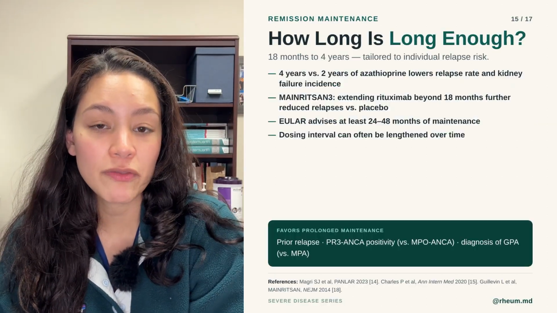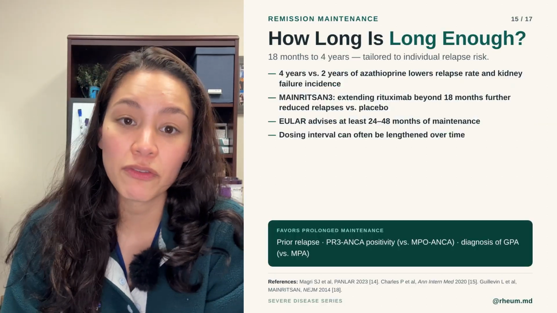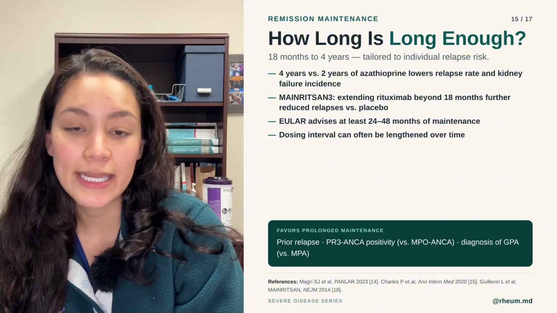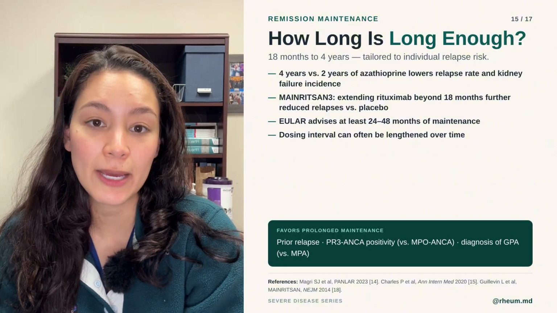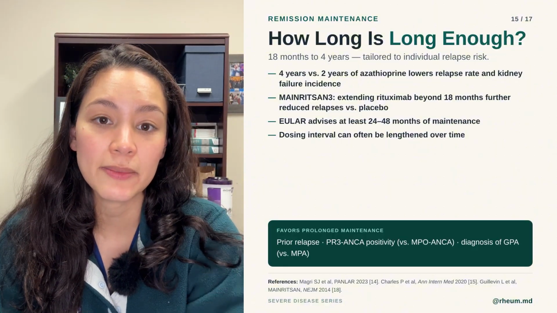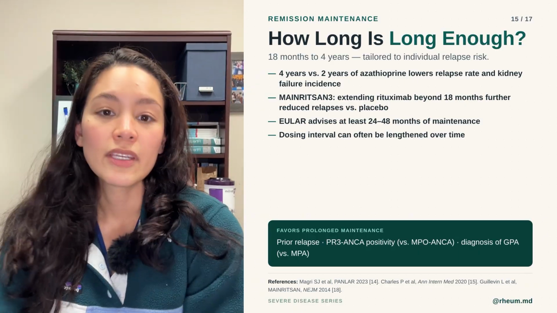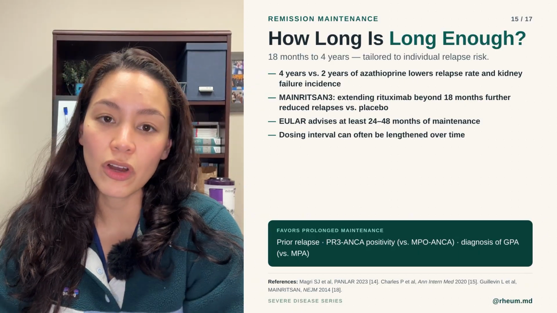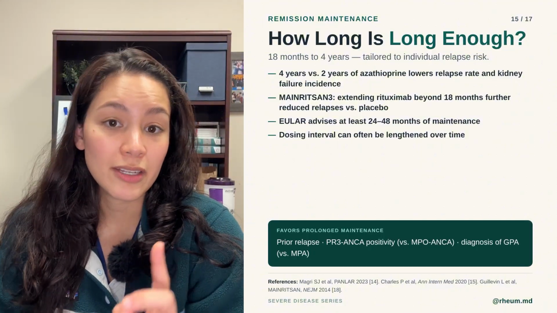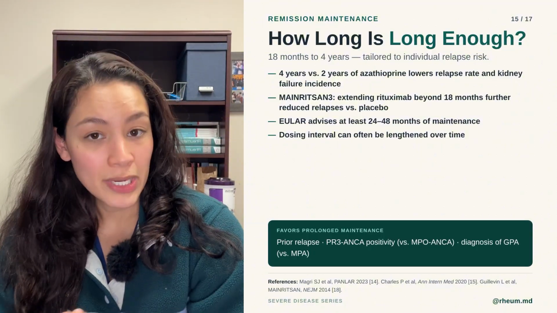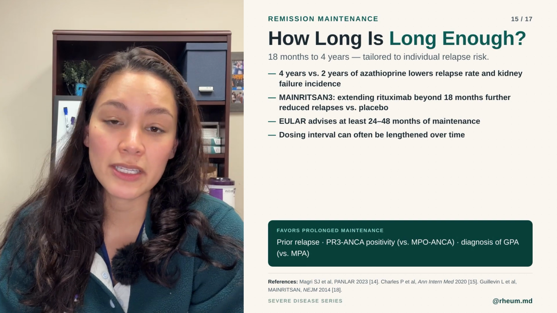The optimal duration of treatment is between 18 months to 4 years. Longer maintenance does tend to decrease relapse rates and kidney failure incidence. EULAR recommends 24 to 48 months of maintenance. Certain factors that favor longer duration of therapy are diagnosis of GPA, relapses, and PR3 positivity.